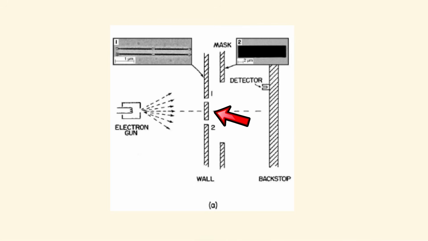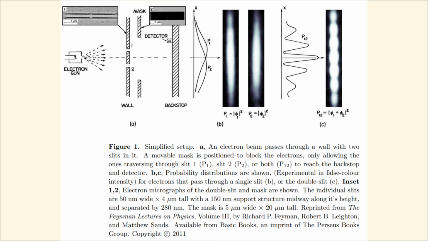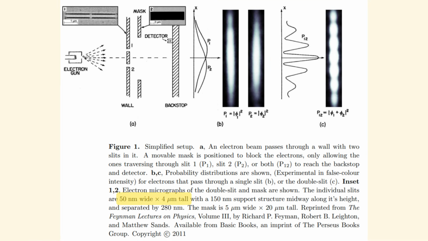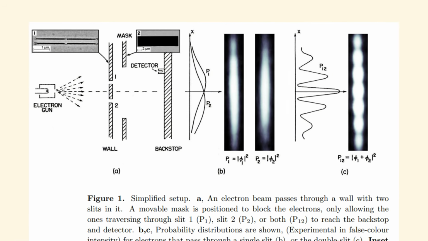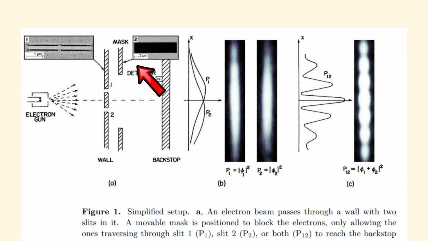For example, the distance between the slits. It cannot be much larger than the wavelength. Otherwise, there would be no interference. Here, the slits were 50 nanometers wide, 4 micrometers tall, and separated by 280 nanometers. To reveal different patterns on the screen, they blocked different parts of the slits using a mask placed behind the slits. They moved the mask from one side to the other.